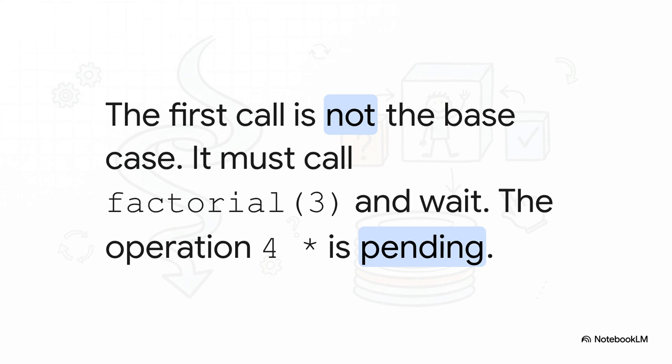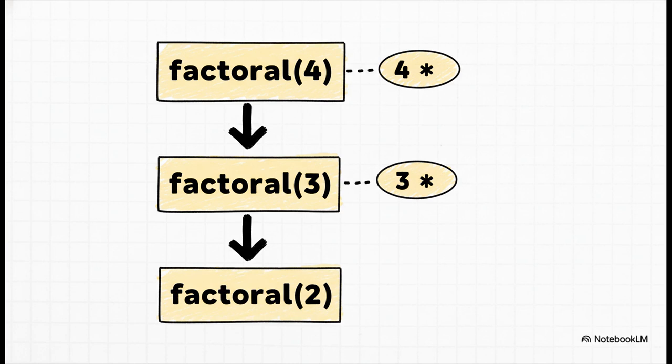It has to call factorial of 3, but it can't finish its own job yet. It leaves that 4 times operation just pending, waiting for an answer. And now we're a layer deeper. That new call, factorial of 3, does the exact same thing. It checks the base case, which is false, so it calls factorial of 2 and puts its own 3 times operation on hold.